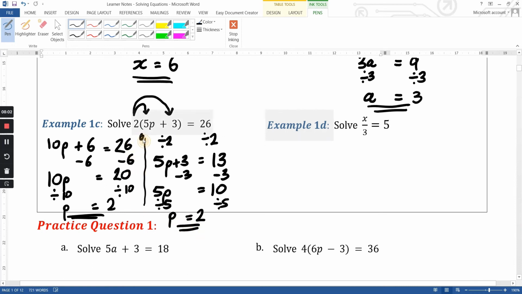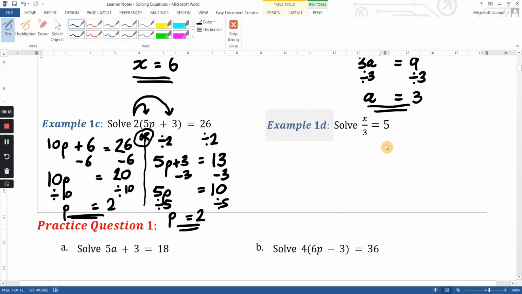So there were 2 methods of doing that. Whichever way you do it, it's absolutely fine. Makes no difference which way you do it, to be honest. You're going to get the full marks if you get the right answer. Last one before I get you guys to practice then.